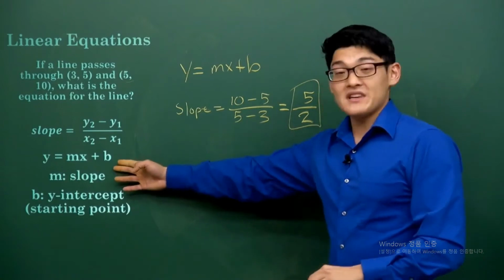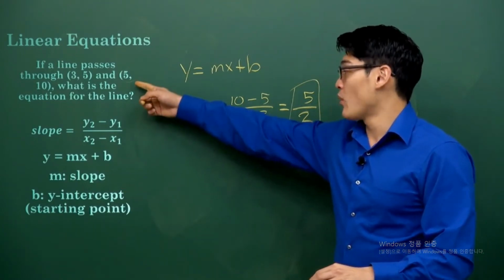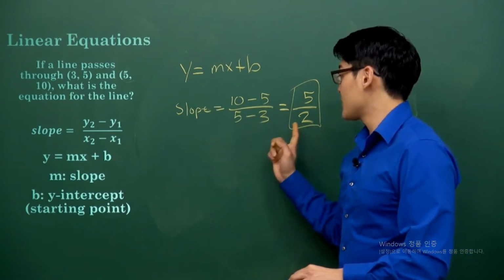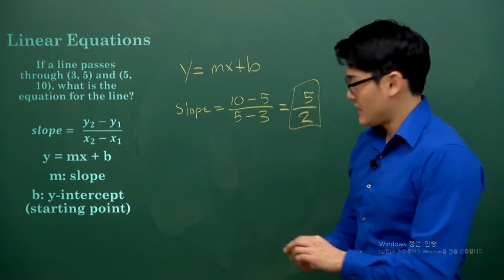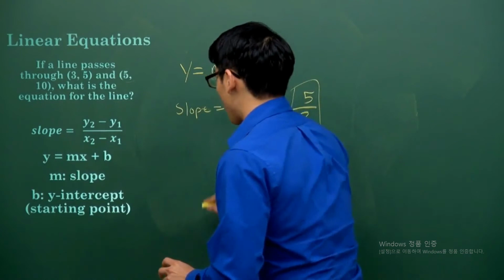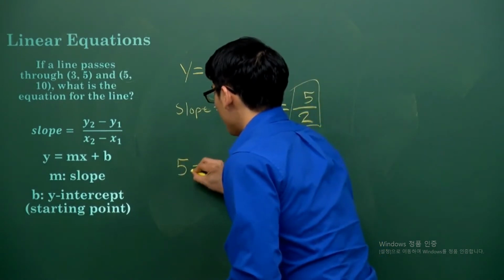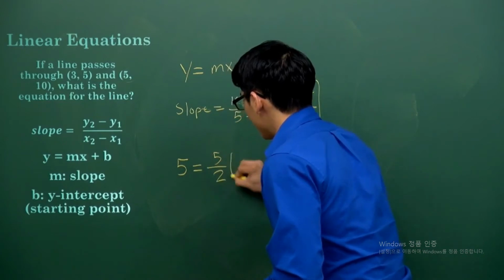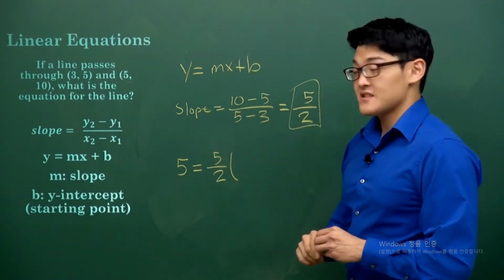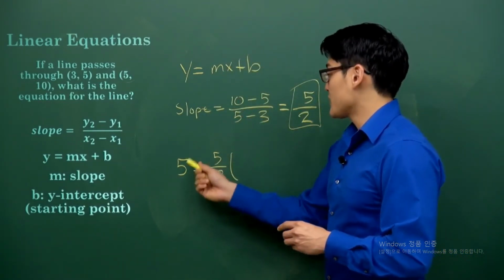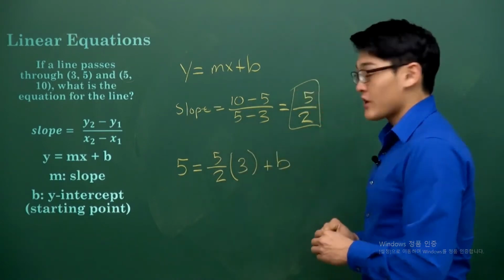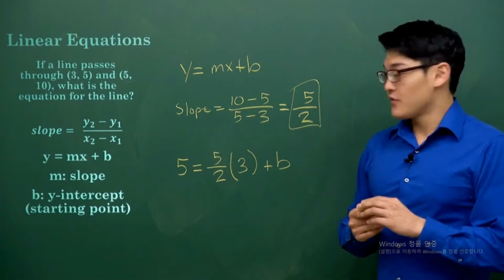We don't know what b is, so we're going to use one of the points to plug into this equation, using the slope we found, to solve for b. Let's use (3, 5). We'll use y equal to 5, and we know the slope is 5 over 2, and x, when y equals 5, must be 3, plus b. And we're going to solve for b.